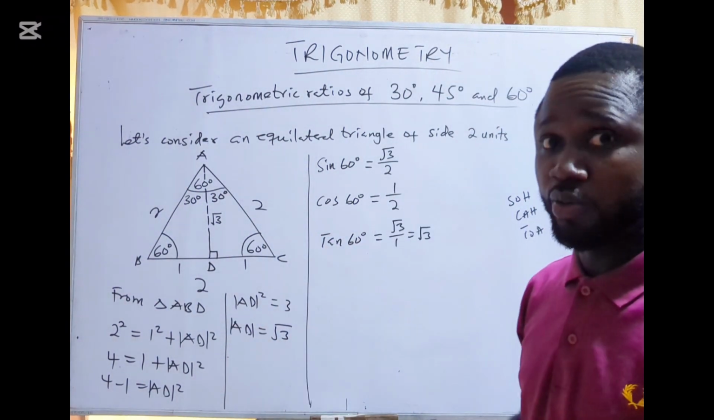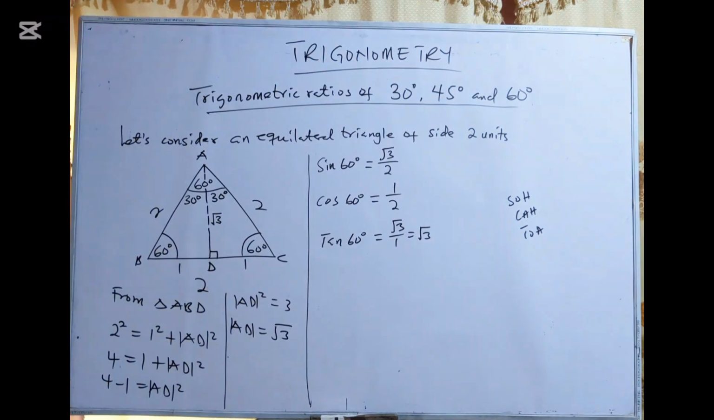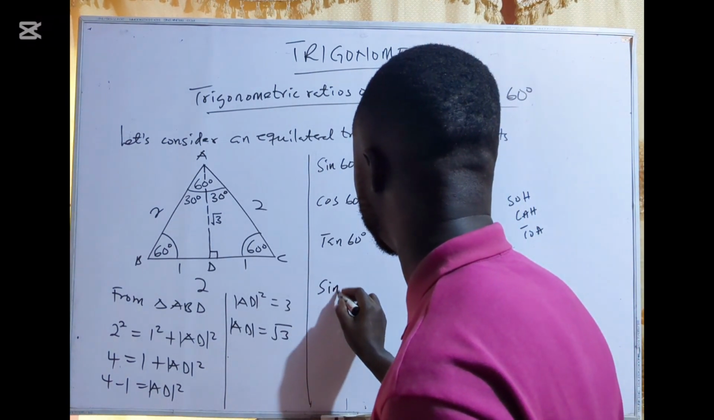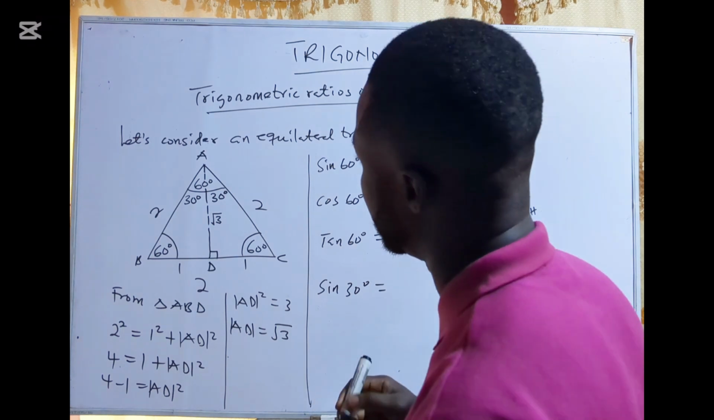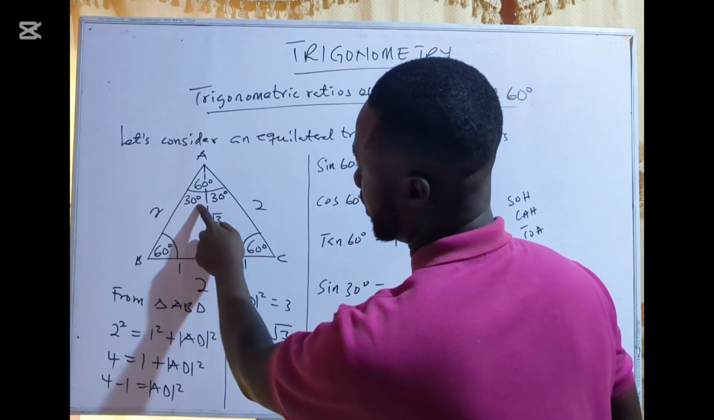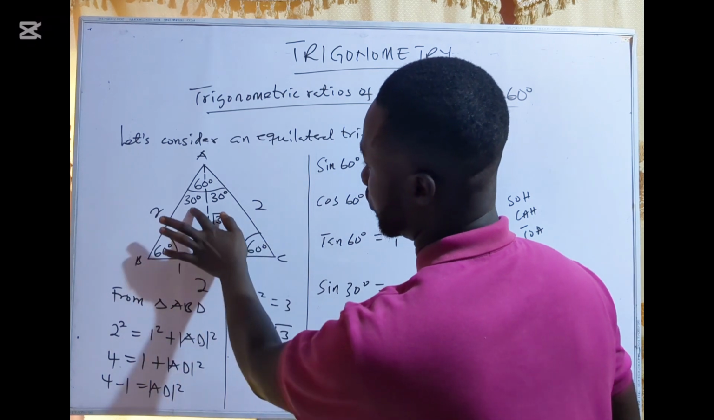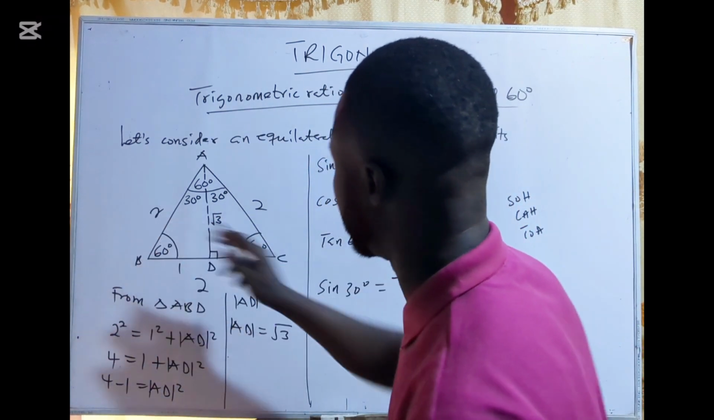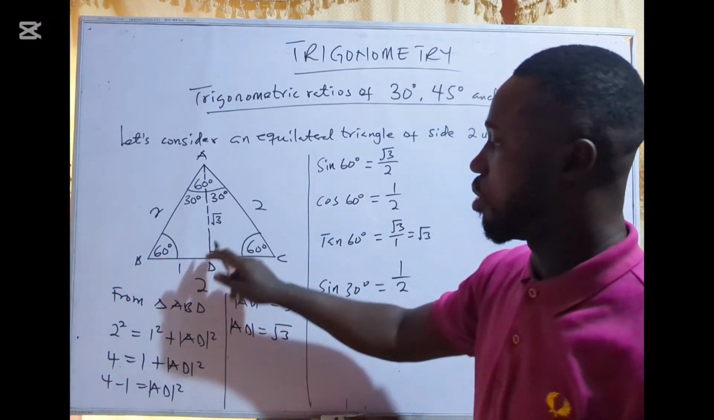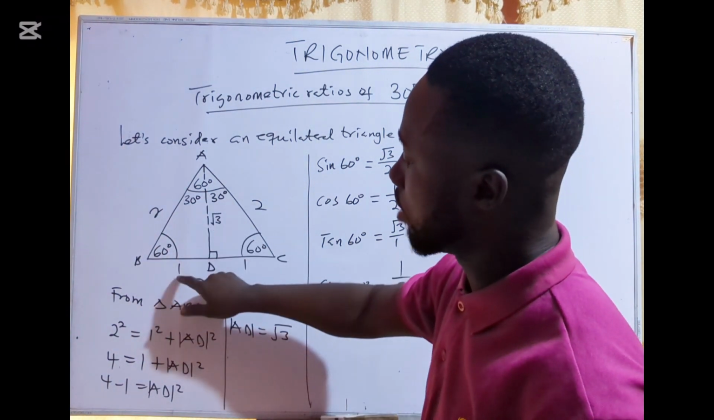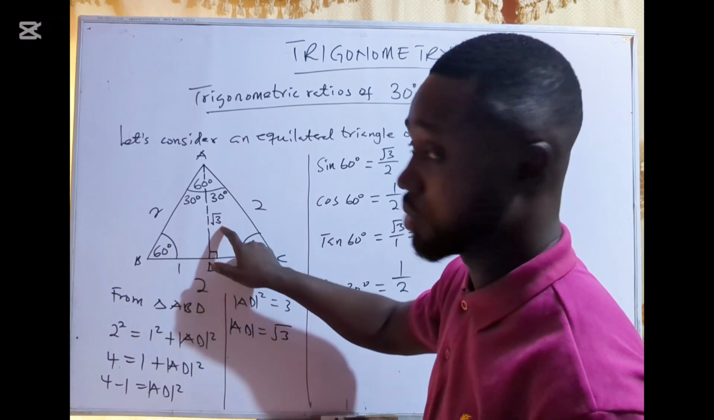You can confirm this from your calculator. Alright. Then let's go to the 30 degrees. So sine 30. My 30 is here. So my opposite will be here. If 30 is here, this is my opposite. So my opposite is 1, and then hypotenuse is 2. Take note, the hypotenuse is always the side opposite to the 90 degrees. So if 30 is here, that's my opposite. If 60 is here, that's my opposite.